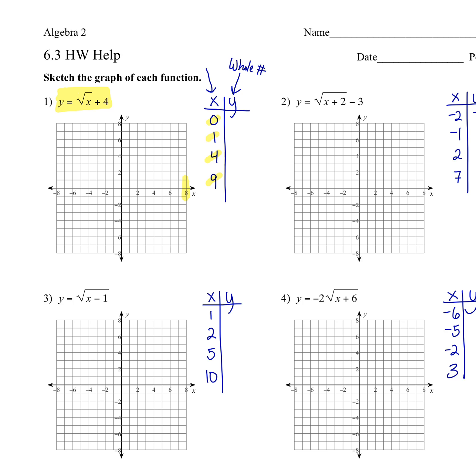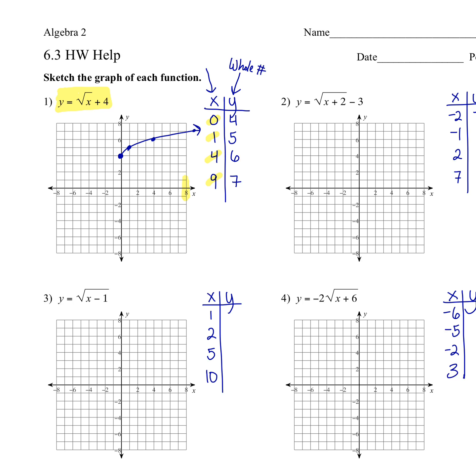So the number that's paired up with 0 is 4, and I would be looking right at my graphing calculator window or table here. The number that's paired up with 1 would be 5. The number that's paired up with 4 would be 6, and the number that's paired up with 9 would be 7. Okay, and then I simply plot these: (0, 4), (1, 5), (4, 6), and (9, 7), which would be right there. I'm going to connect my dots.